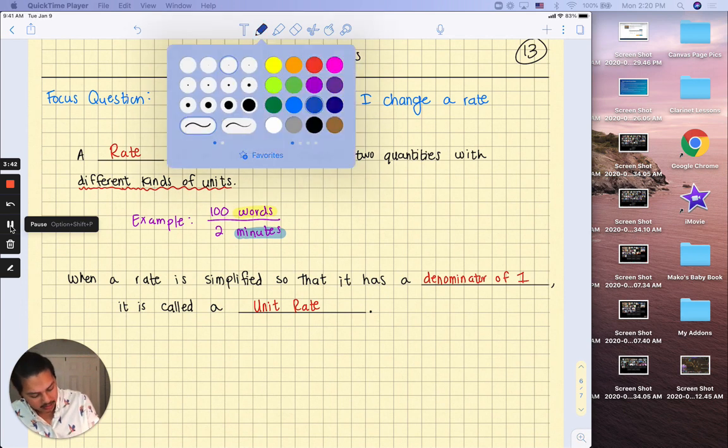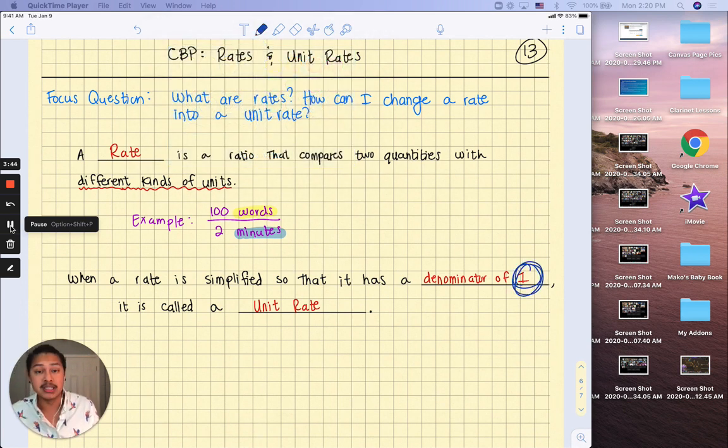This number here, this 1 here, is super important. This 1 is what makes something a unit rate. So if you're trying to write a unit rate, you must have this 1 there. This 1 must be a part of the ratio you're writing. Otherwise, we can't call it a unit rate. Let's take a look at how we do it.